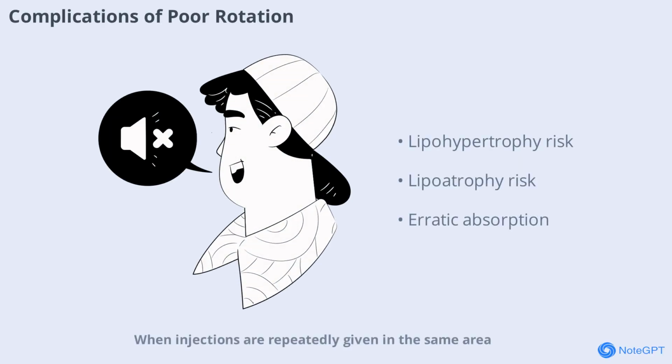When injections are repeatedly given in the same area, the risk of developing localized complications increases. Lipohypertrophy, or fatty lumps, can form, making the skin uneven and sometimes painful. Lipoatrophy, on the other hand, results in fat loss, creating pits or indentations. These changes not only affect appearance but also interfere with insulin absorption, leading to unpredictable blood sugar levels. Patients may experience unexplained hypoglycemia or hyperglycemia, making diabetes management more challenging.